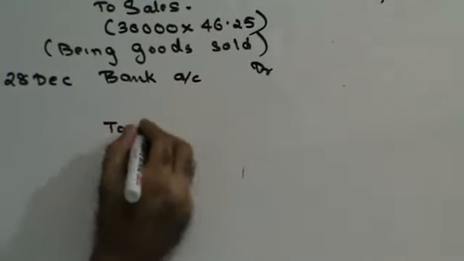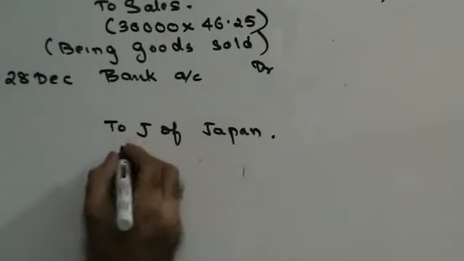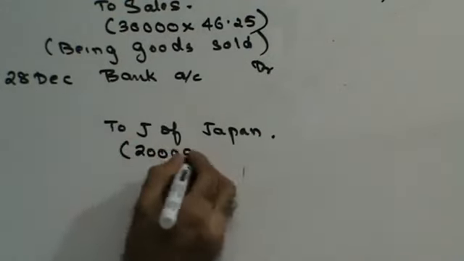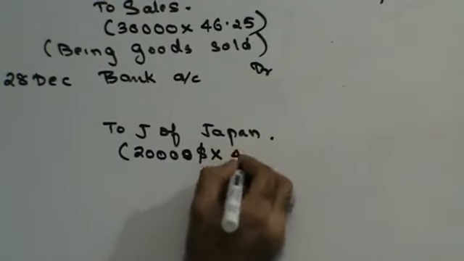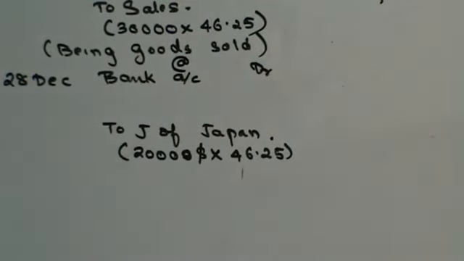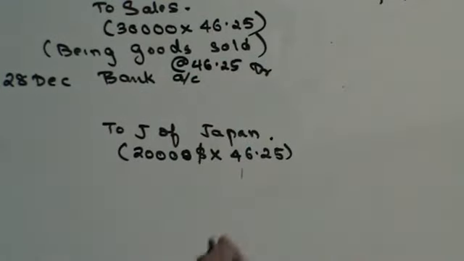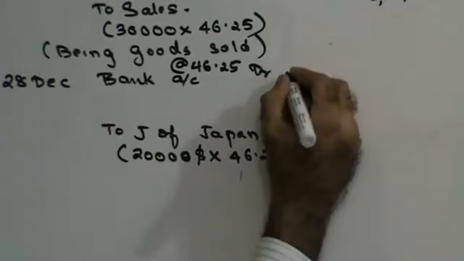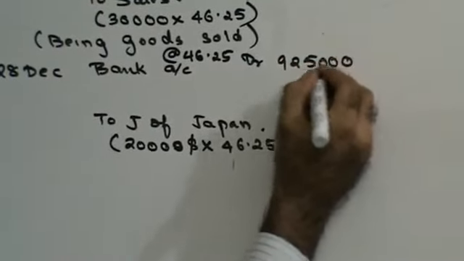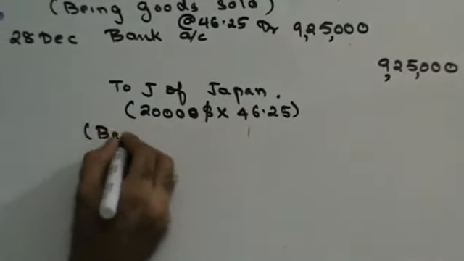Leave a line to J of Japan. Right? Now, they are giving you a payment of $20,000, you had sold to them at 46.25. And on the date of payment, the rate has remained the same, 46.25. So there is going to be no need for this line in between. Someone please do $20,000 into 46.25. 9,25,000. And being payment received.